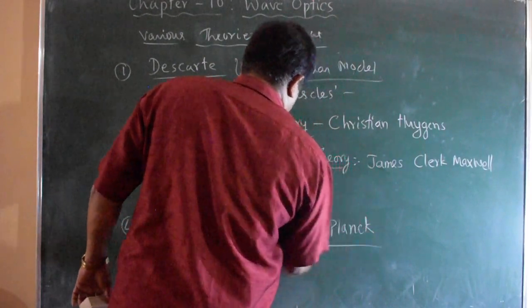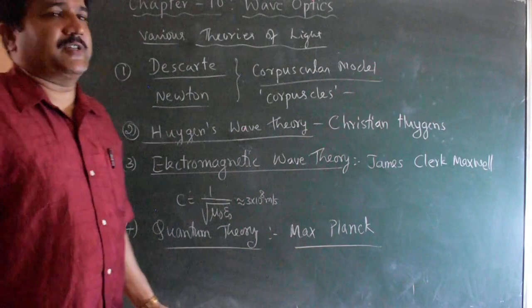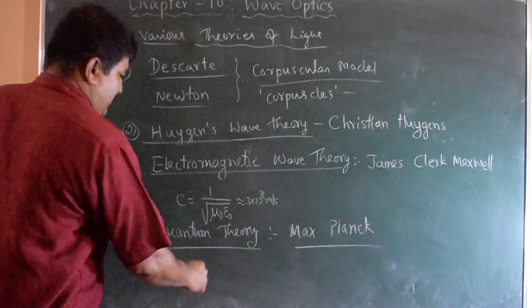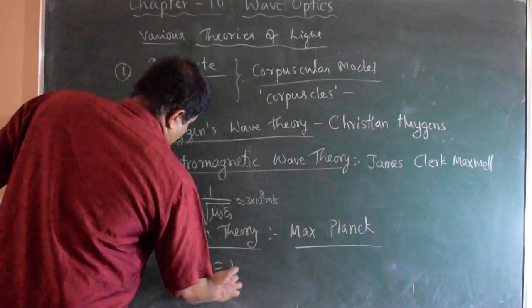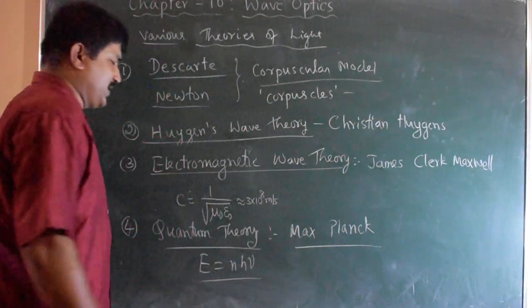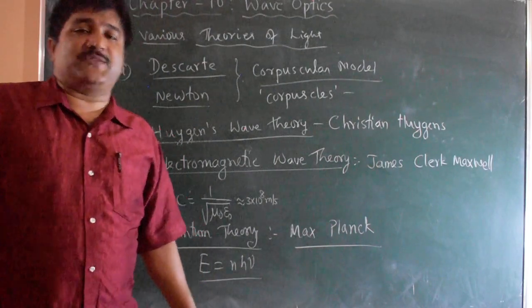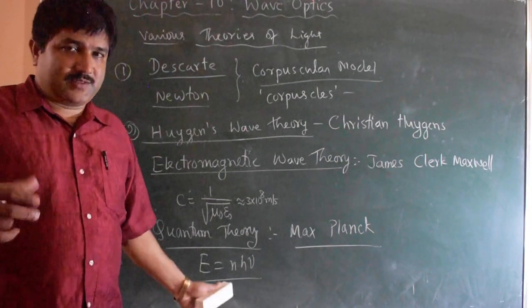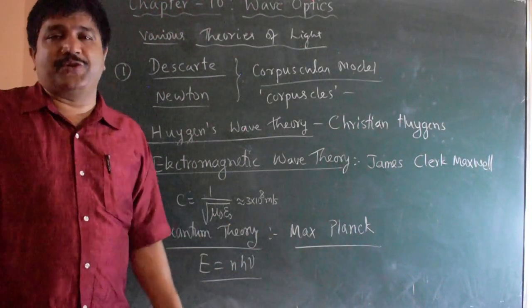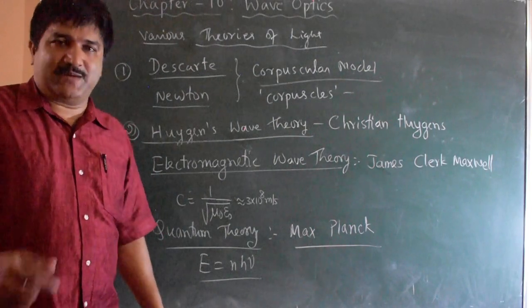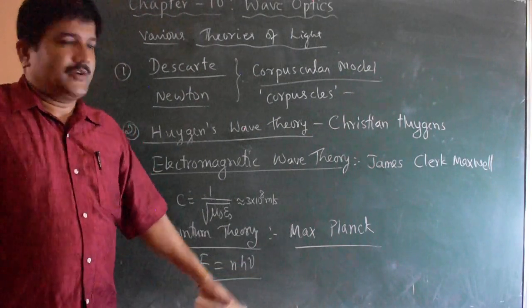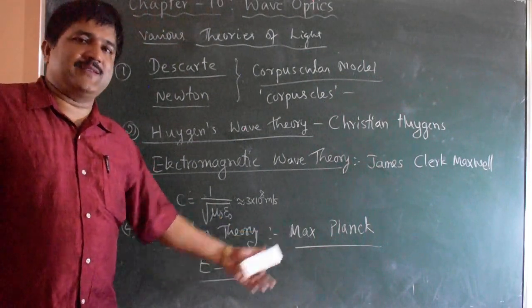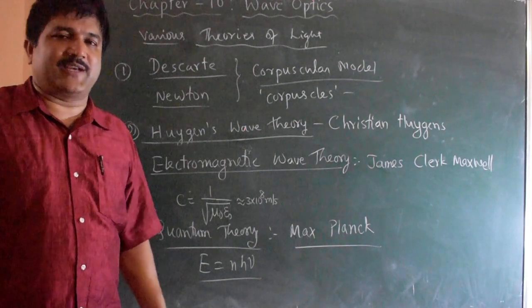Max Planck gave the theory called quantum theory, Planck's quantum theory of radiation. One important formula he gave is E equals nh nu, or h nu is also enough. This is the energy of the light photon emitted, or it may be absorbed also. Energy of the light photon emitted by a source equals h nu. We can write h nu as hc by lambda also. So nh nu, where n is any integer: 1, 2, 3, etc.